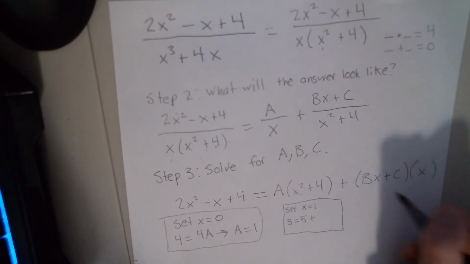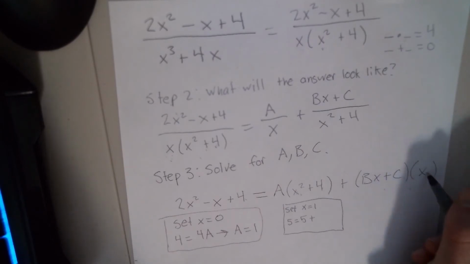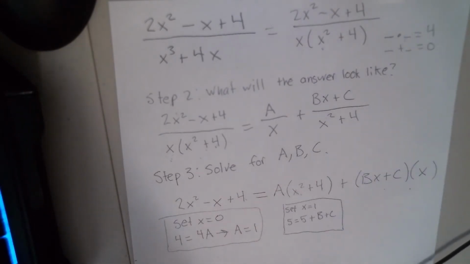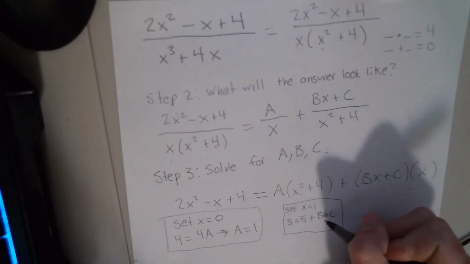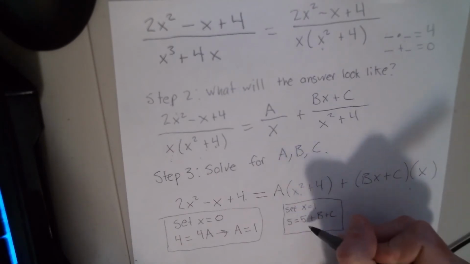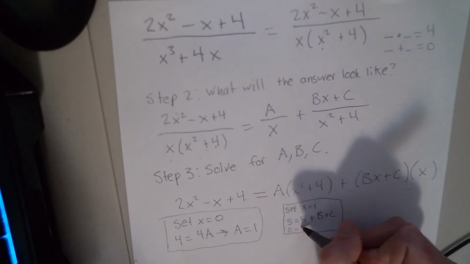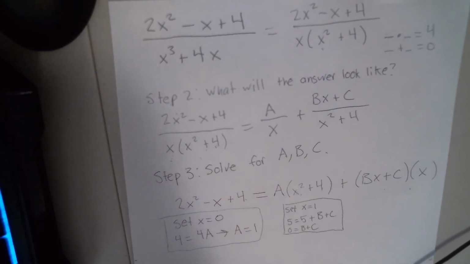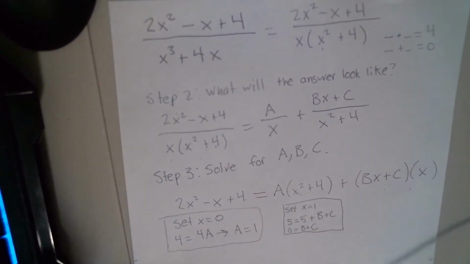And then b times 1 plus c, so b plus c times 1, so b plus c. So in other words, I get this equation. I'm going to get the 5 over to the other side, so I'll subtract 5 from both sides. I get 0 equals b plus c. Now that doesn't help too much because I still have to figure out what b and c are, but at least I have one equation that relates b and c together. So now I need another equation so that I can solve this.